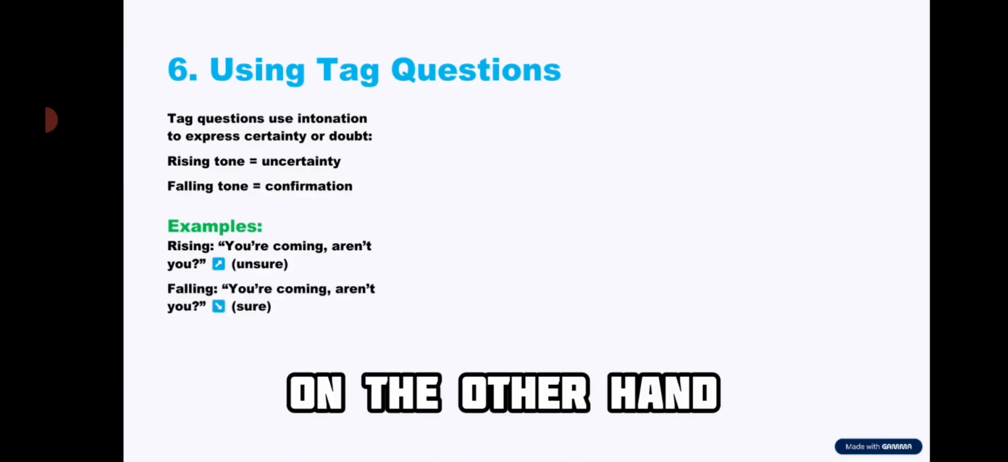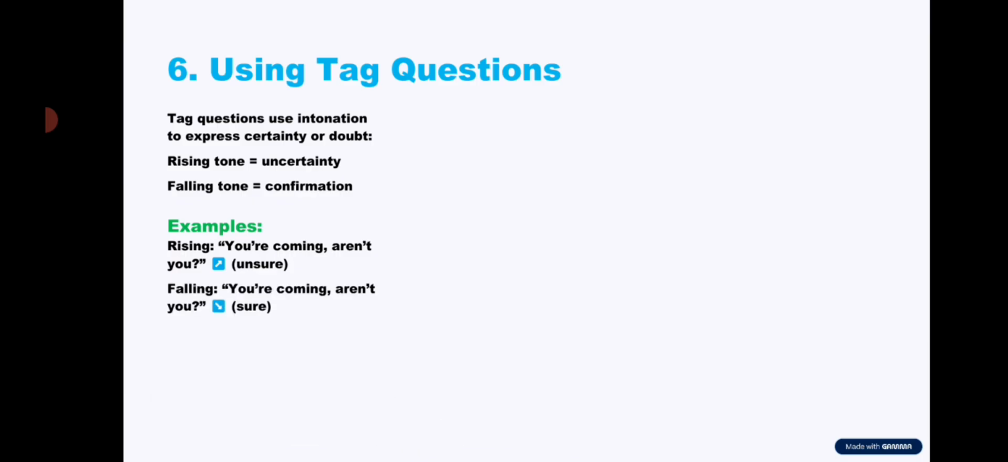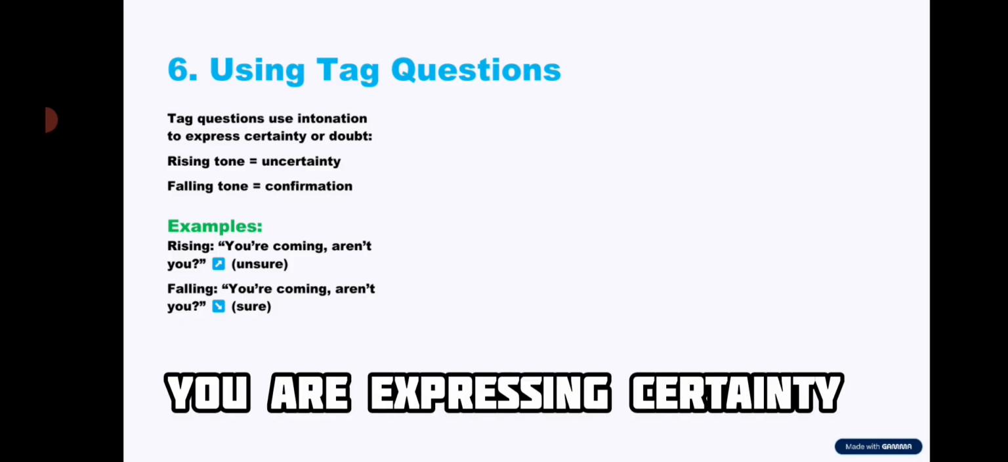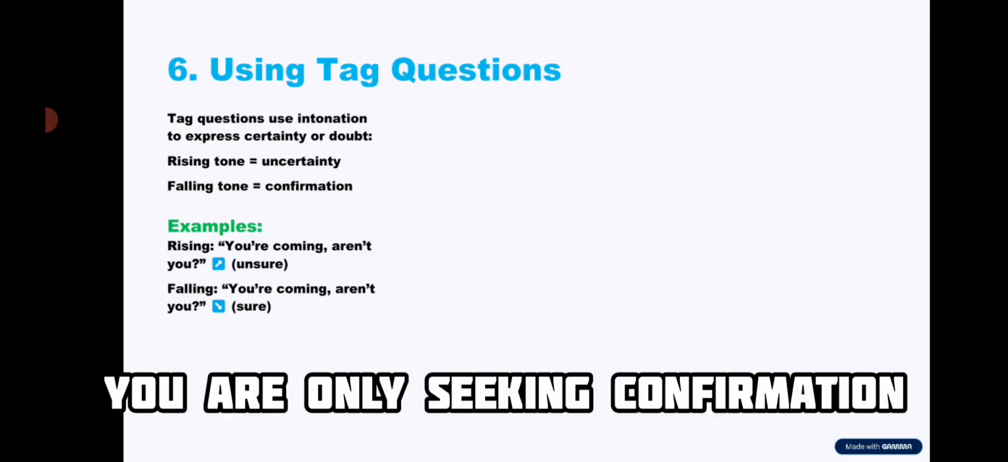On the other hand, if you use the falling tone, for example, you are coming, aren't you? You are expressing certainty. You are sure. You are only seeking confirmation.